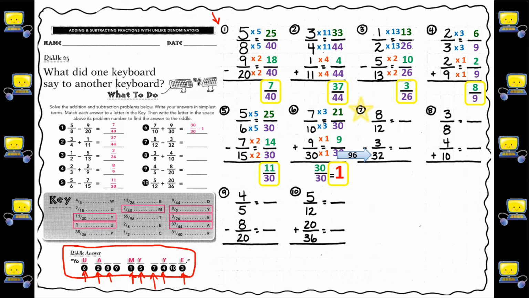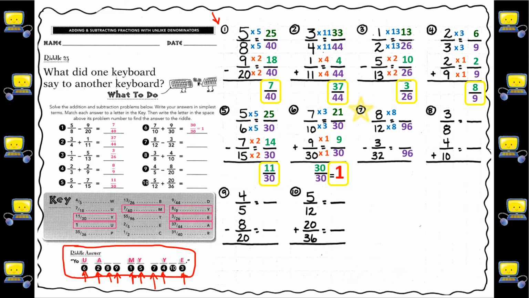I can reduce this fraction by dividing the top and bottom by 4, and that gives me 2/5. The answer to question 9 is 2/5. So where I see 9, I'm going to write the letter E because 2/5 matches with E.